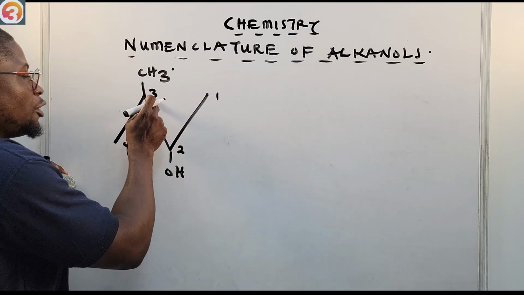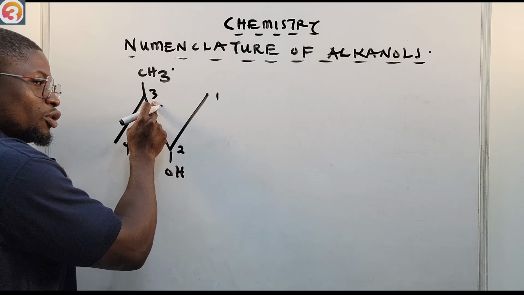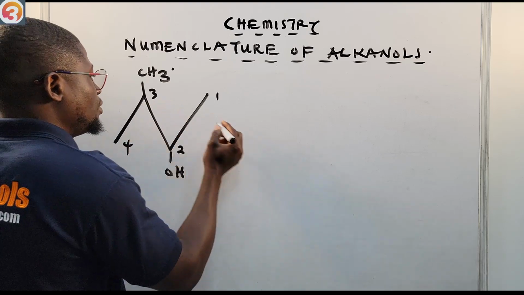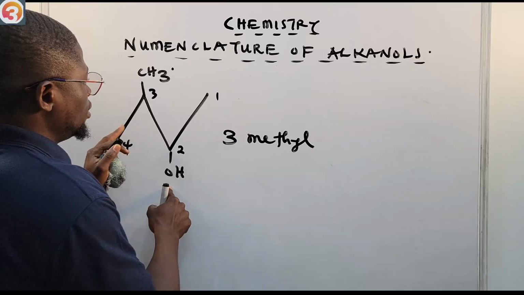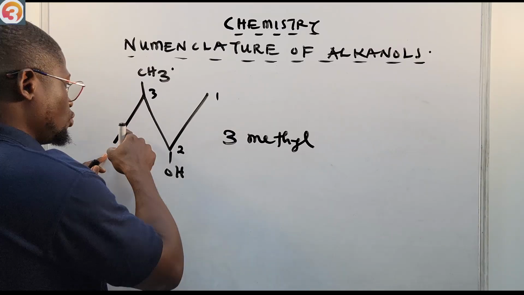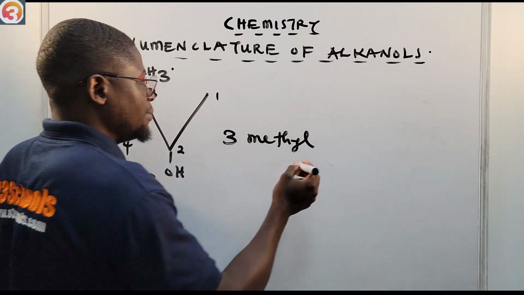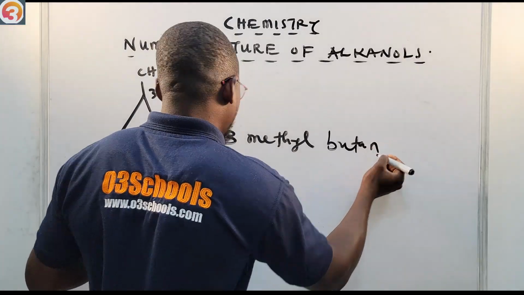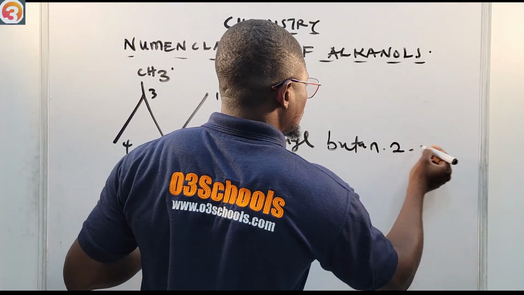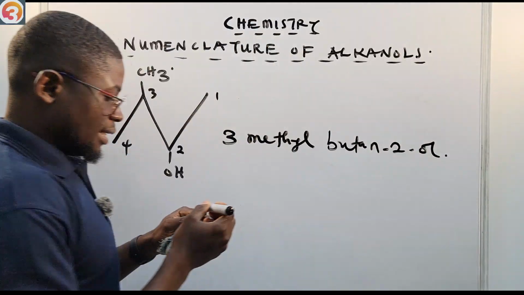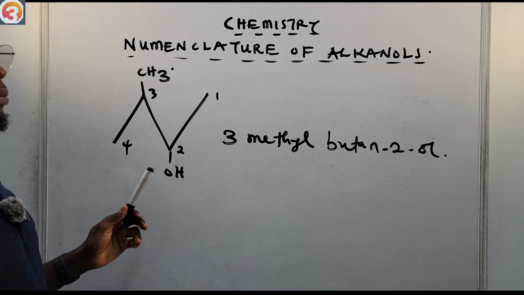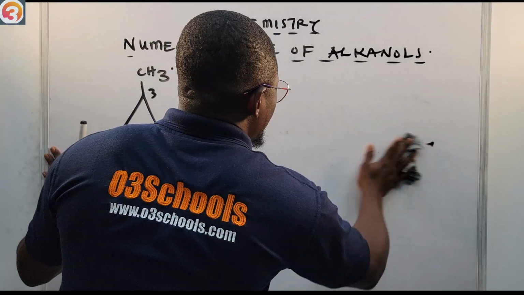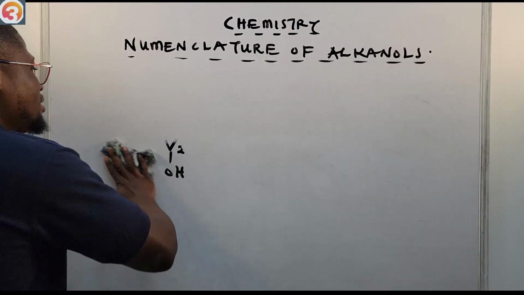But the methyl group is on position 3. So that will be 3-methyl. How many carbons? Is it butane? Yes, 1, 2, 3, 4, that is 4 carbons. So 3-methylbutan-2-ol. Very simple as ABC. 3-methylbutan-2-ol. Very easy.